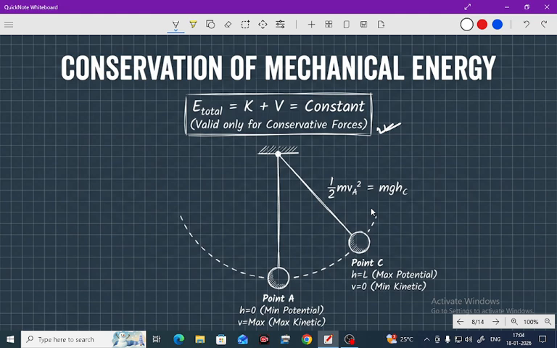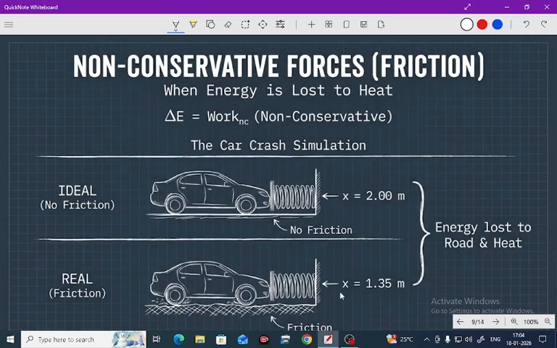At point C, maximum potential and minimum kinetic energy is 0. So half m v squared equals mgh. You can find this relation: half m v squared equals mgh. That means potential energy is changed into kinetic energy at point A. Right? You see the different points here also.